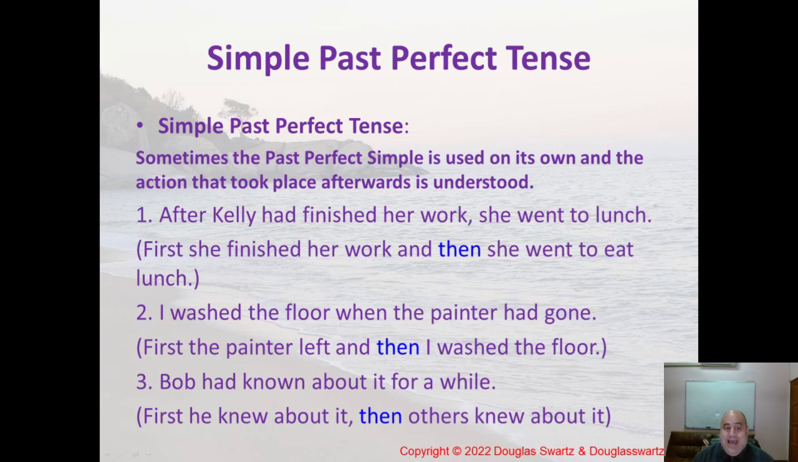Example number 1. After Kelly had finished her work, she went to lunch. So first she finished her work, then the second action, she went to eat lunch. Number 2. I washed the floor when the painter had gone. First the painter left, then I washed the floor. Number 3. Bob had known about it for a while. So first he knew about it, then others knew about it. Bob knew it first, then everyone else found out or knew it.